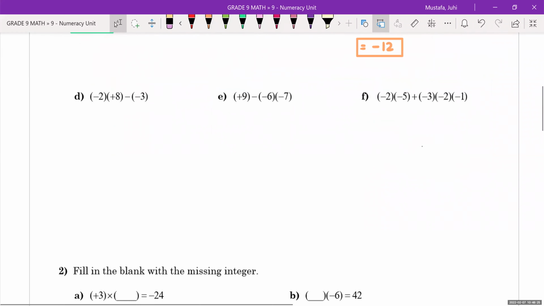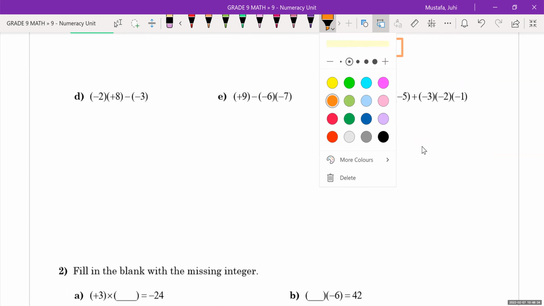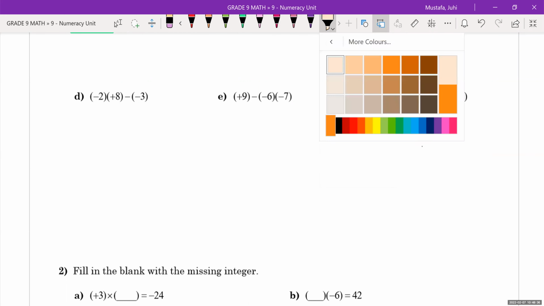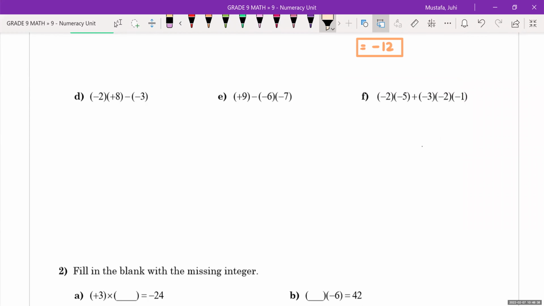All right, let's keep going. Now for question D, E, and F, we have to be careful because we actually have a mixture of questions. And I'll explain what I mean. If you take a look at this question, you have these 2 numbers multiplied together, and then you have a subtraction sign, and then you have a -3. So that's actually subtracted. So it's kind of like saying -2 times +8 subtract -3.